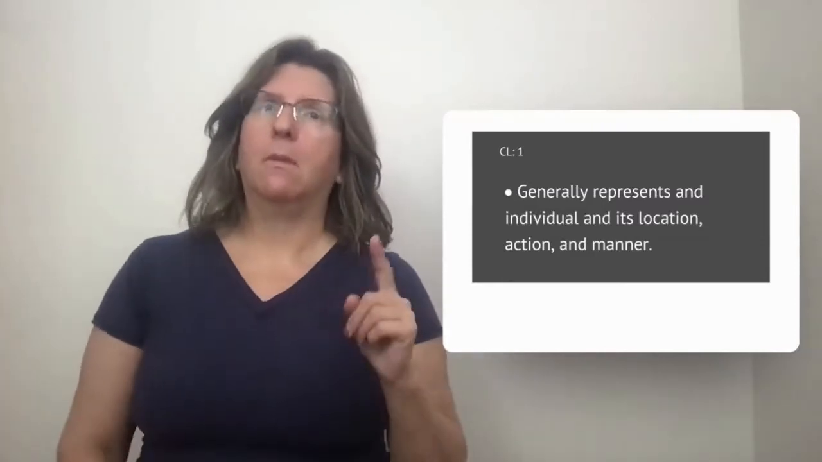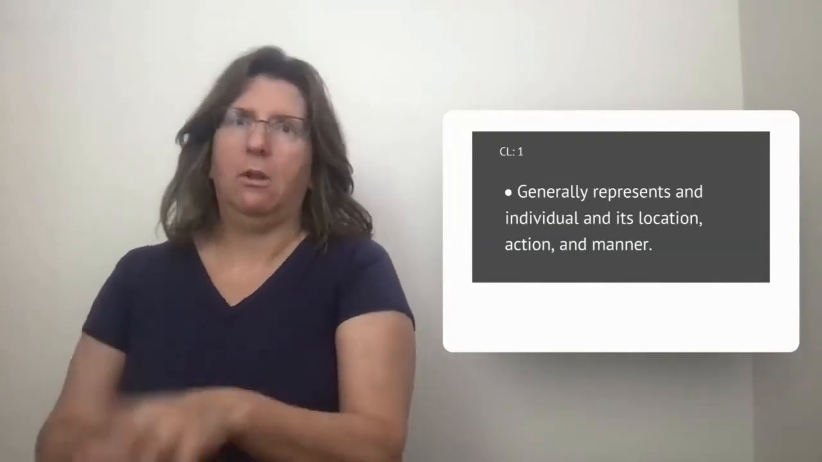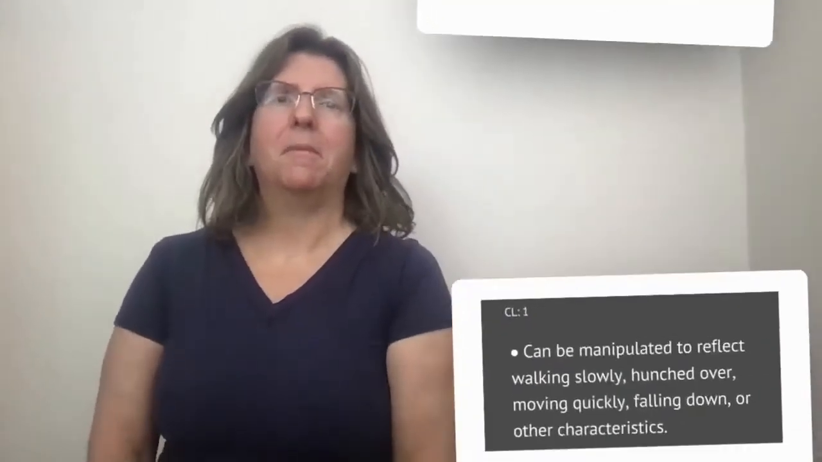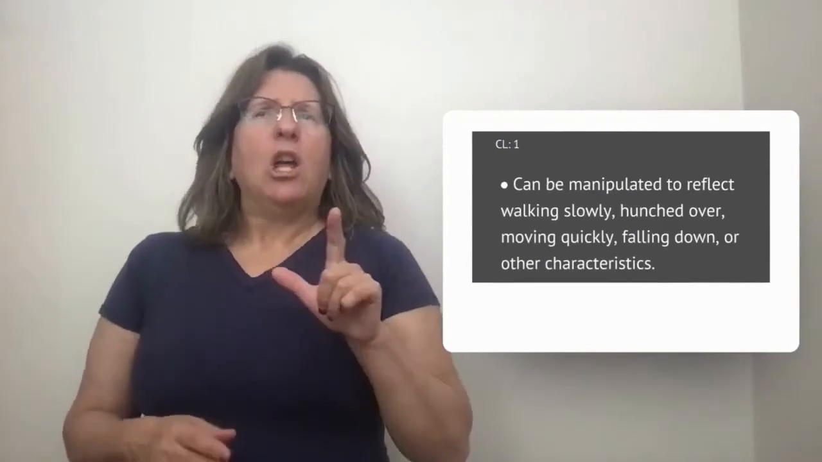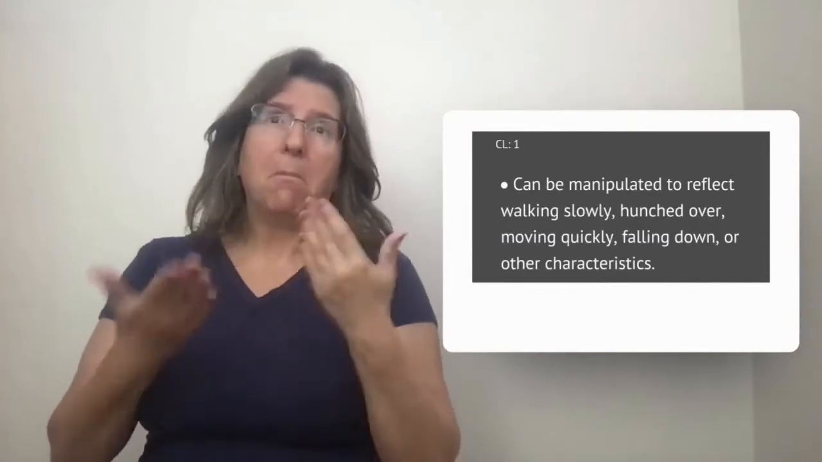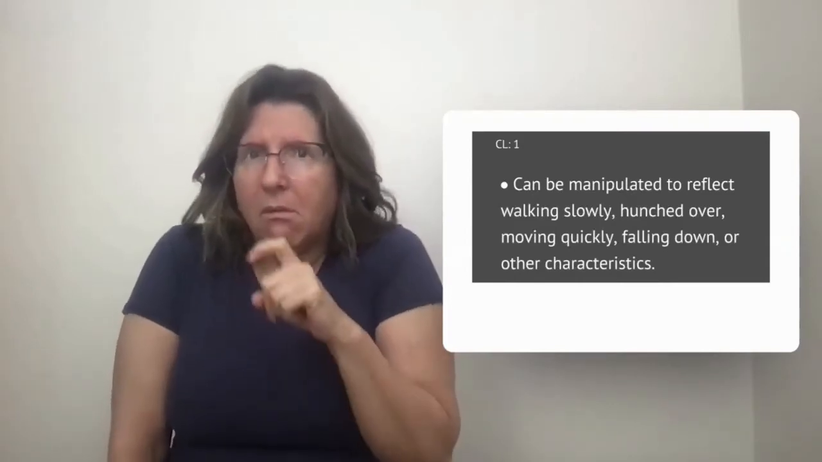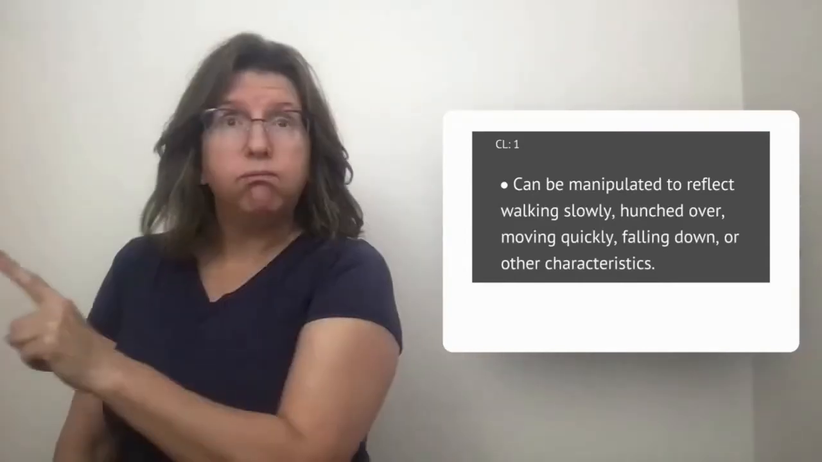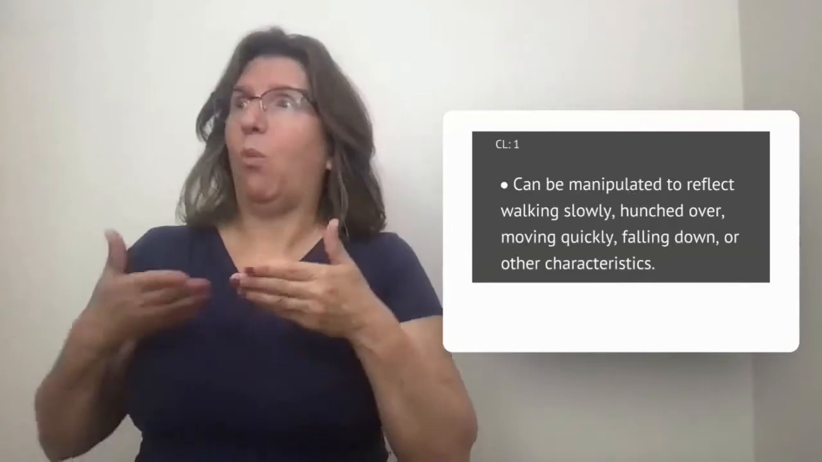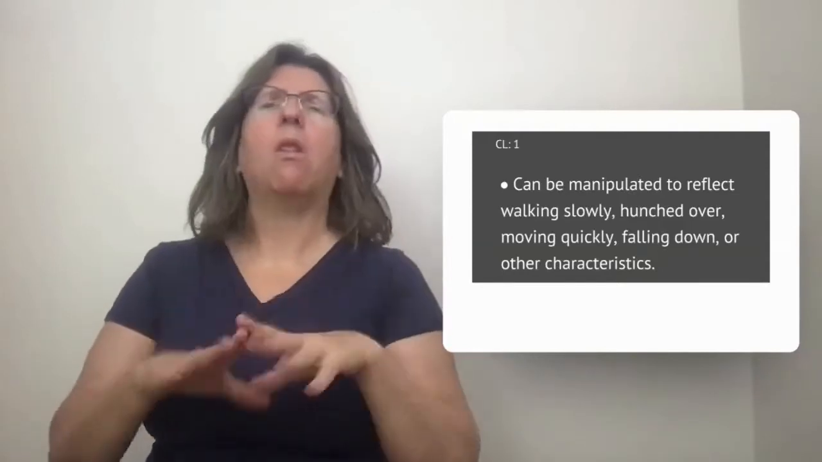The manner of the person walking could be slow, lumbering, implying the person is tired. Classifiers can be manipulated to reflect, like I said, walking slowly, but also in this case, they could be hunched over or moving quickly, falling down, or other characteristics which can be depicted with the movement and the classifier 1. It's a very flexible linguistic tool.